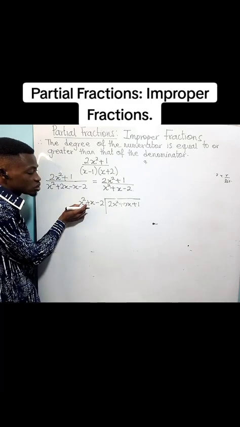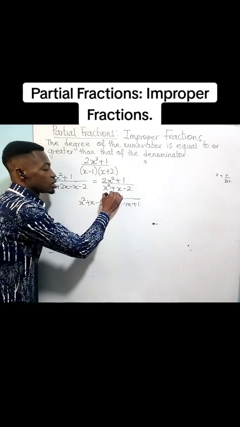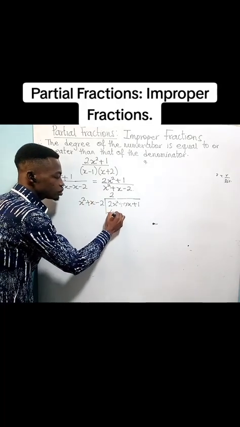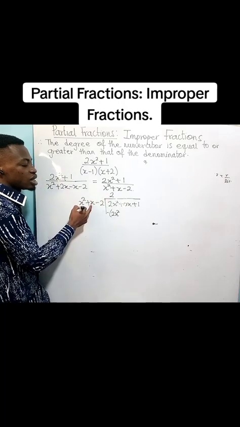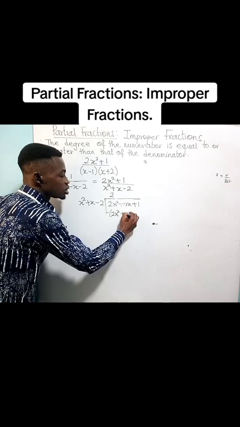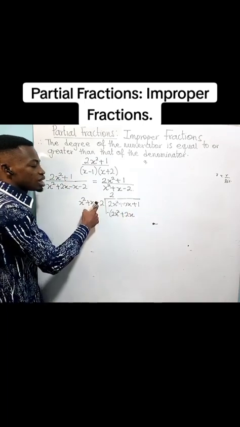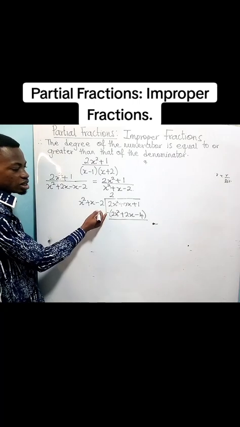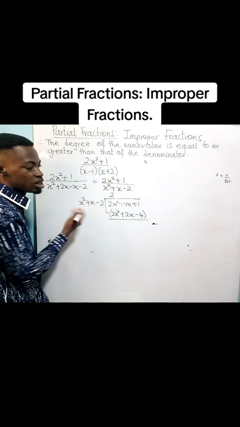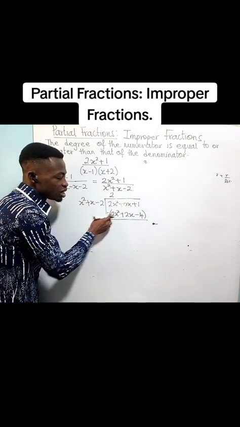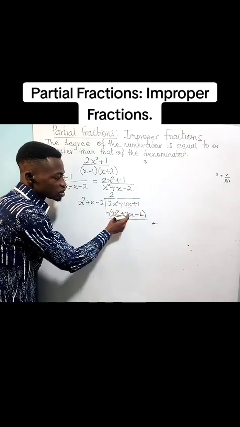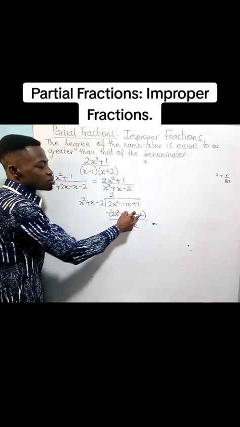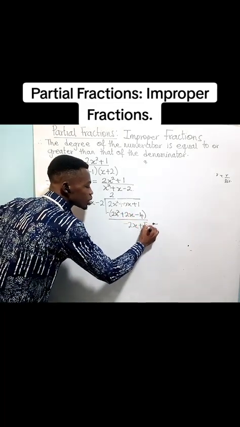So now the question is, x squared into 2x squared is going to give us positive 2. And now 2 times x squared is 2x squared. 2 times x is positive 2x. 2 times negative 2 is negative 4. Now, by subtracting, we have 2x squared minus 2x squared, which is 0. Here, 0x minus positive 2x will give us negative 2x. Then 1 minus negative 4 will give us plus 5.